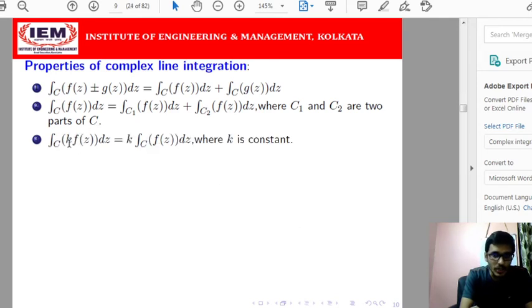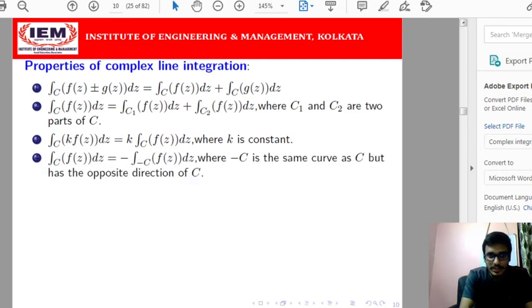So k is a constant. So integral over C of k f(z) dz is nothing but k times the line integration with respect to the curve C of f(z) dz. The next property is that if the direction of the curve is given, and I change or take the opposite direction of the curve, then the value of the line integration will have the same magnitude, but there will be a negative sign here.